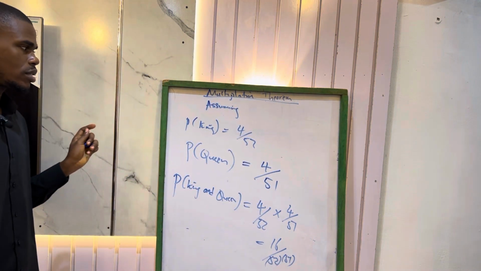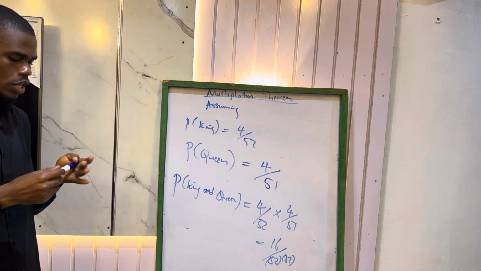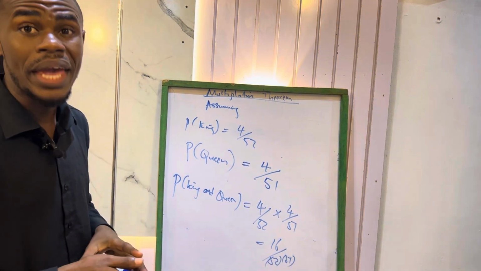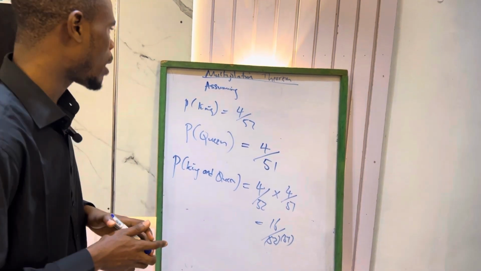It's as simple as it is. As you see, it is as simple as it is. We understand these particular aspects further when we move to Bayes' theorem of inverse probability.